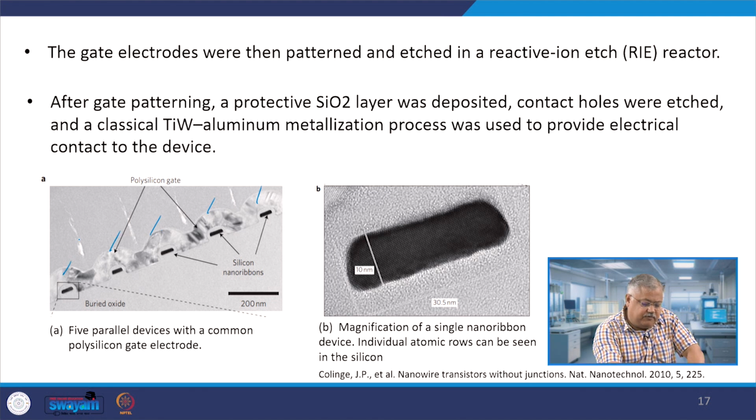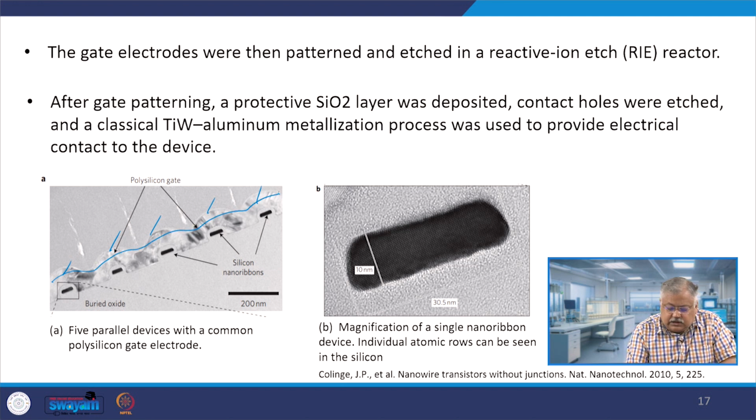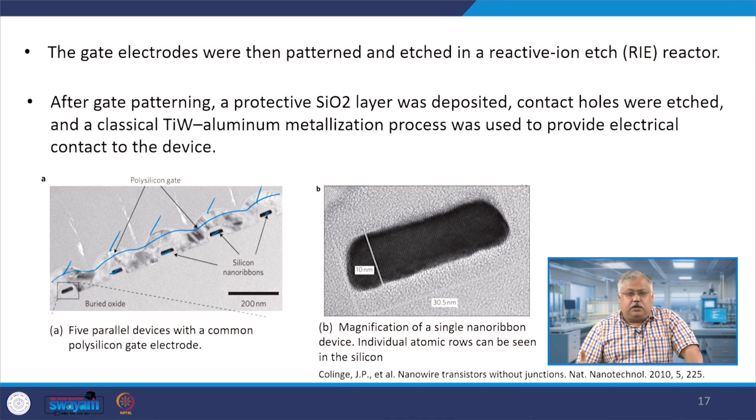If you look at the left hand side figure here, it is basically 5 parallel devices, 1, 2, 3, 4 and 5, with a common polygate. You see this is the common polygate which runs across all these junctionless transistors, and these black colored regions are basically your nano ribbons. So there are 5 nano ribbons, surrounded by a buried oxide, right? And above it is the polygate. If you give a polygate voltage, the current will flow through the junctionless transistor.